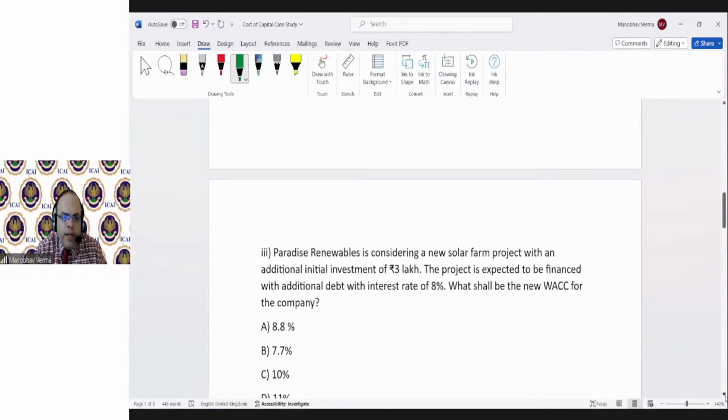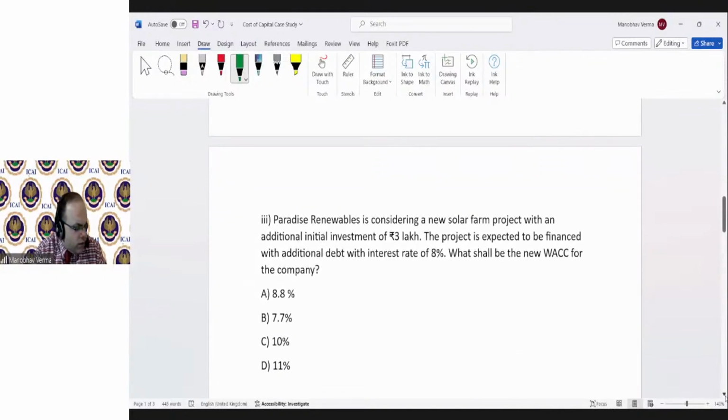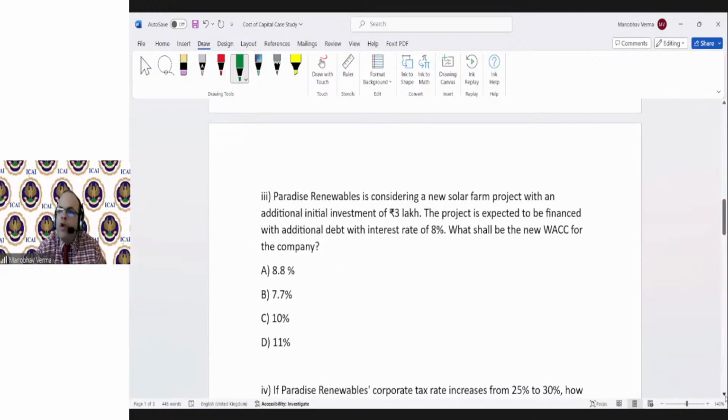Now, the company is moving on to consider a new solar farm project with an additional, I think this is something which we already have the information, right? They were anyways considering the new solar farm project, but we never knew how the funding will come. And now they're saying additional initial investment of 3 lakhs, and the project is to be financed by additional debt with interest rate of 8%.